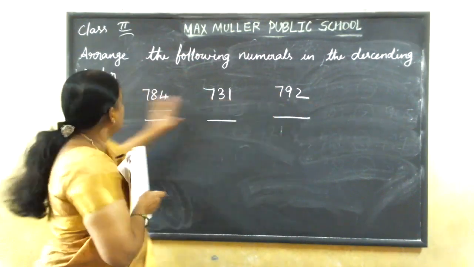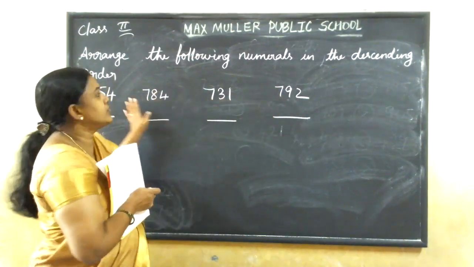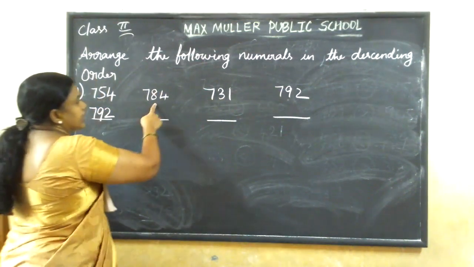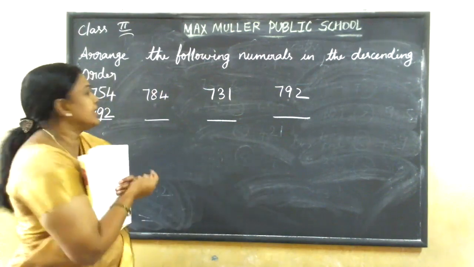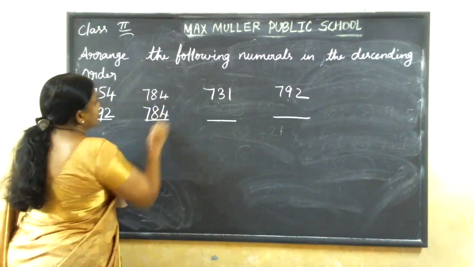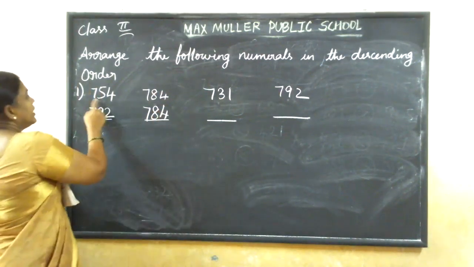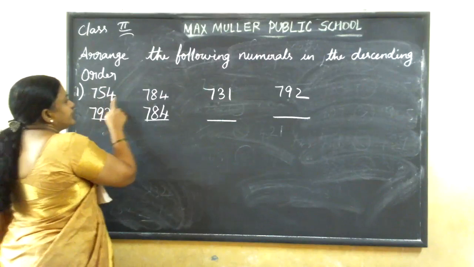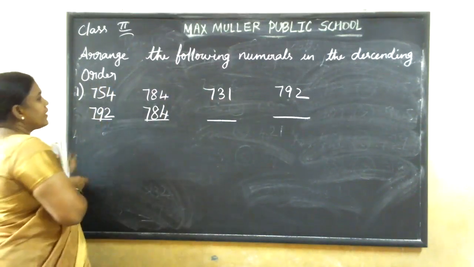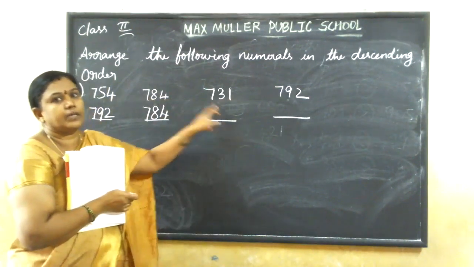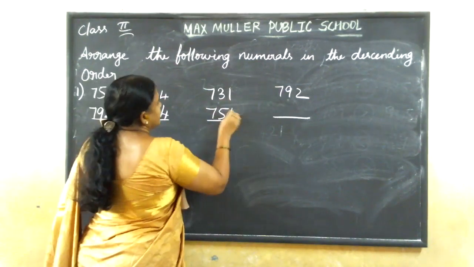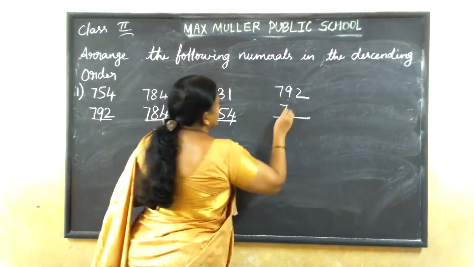Leave this number. Another 3 numbers are there. You want to choose which one is bigger. In the tens place, 5 is there, 8 is there, 3 is there. Which one is the bigger number? 8 is the bigger number. So we will write 784. Now only 2 numbers are there, 754 and 731. In that, you want to see the tens place. 5 is there, 3 is there. 5 is the bigger number. So you write 754. After that, you will write 731.